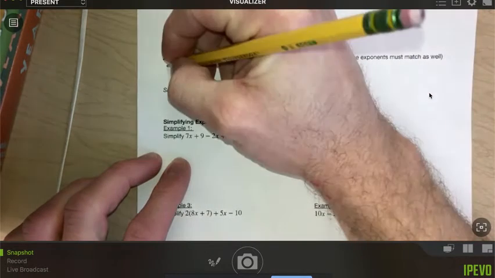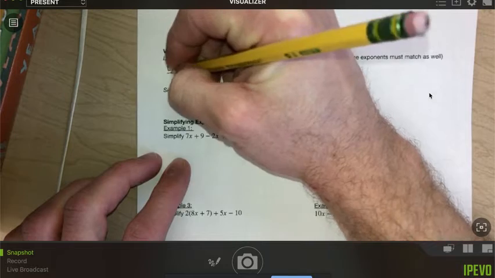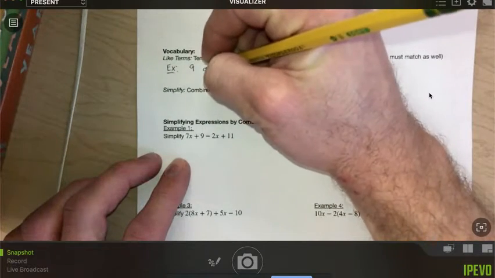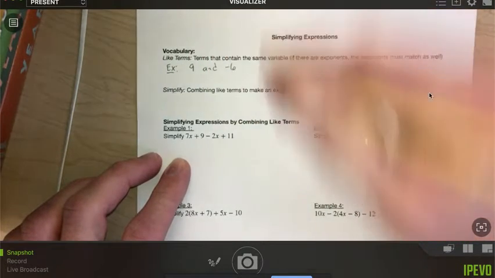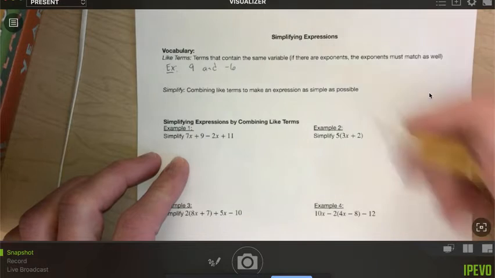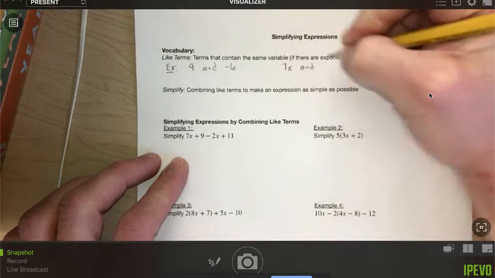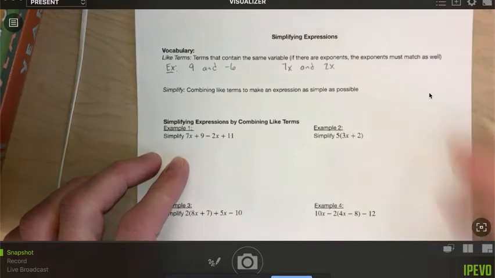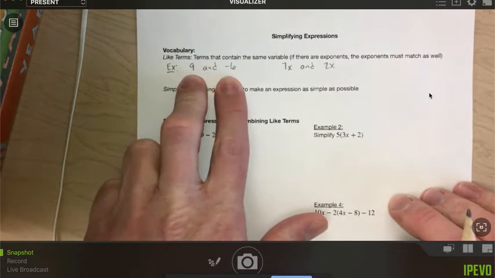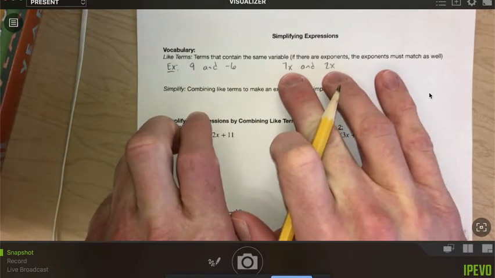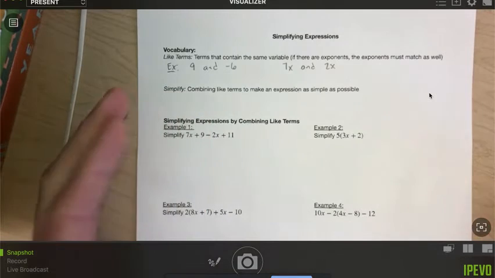When I say same variable, that could mean there's no variable. So for example, some like terms would be 9 and -6. Those would be like terms. 7x and 2x, those would be like terms. So two terms with no variables, or two terms with the same variable, and that's all we're getting at.